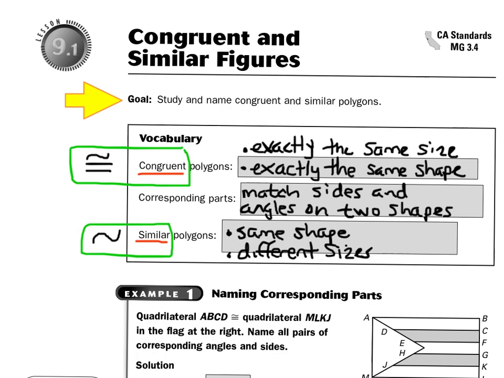Hello, you guys. Let's talk about Chapter 9, Lesson 1, Congruent and Similar Figures. So let's take a look at the vocabulary.